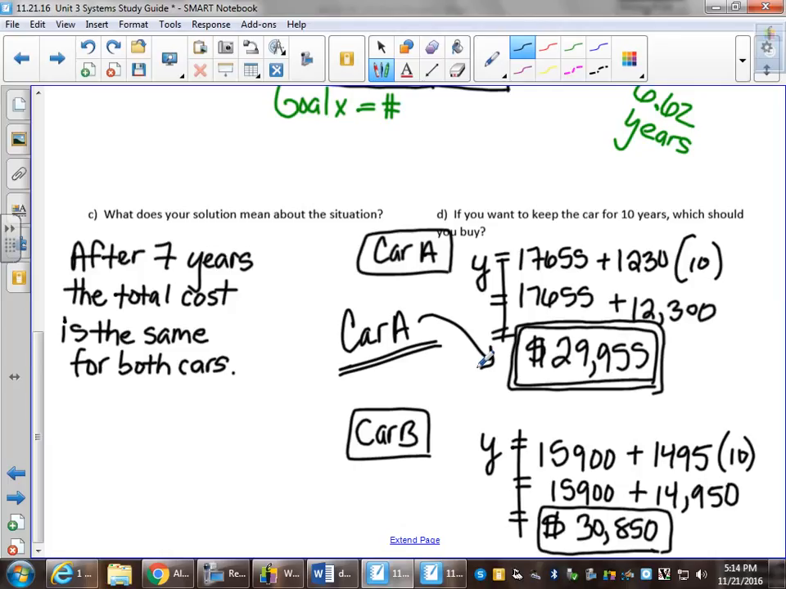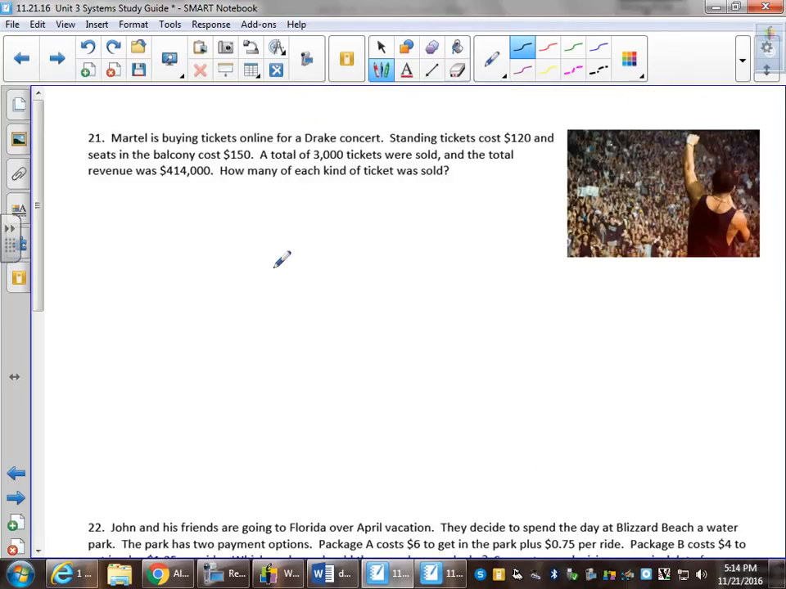21. Martel is buying tickets online for a Drake concert. Standing tickets cost $120 and seats in the balcony cost $150. A total of 3,000 tickets were sold and the total revenue was $414,000. How many of each kind of ticket was sold? As soon as I see how many of each, I know that this is an AX plus BY equals C system.